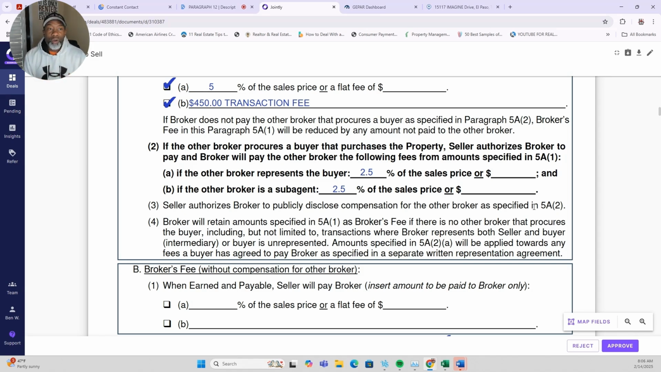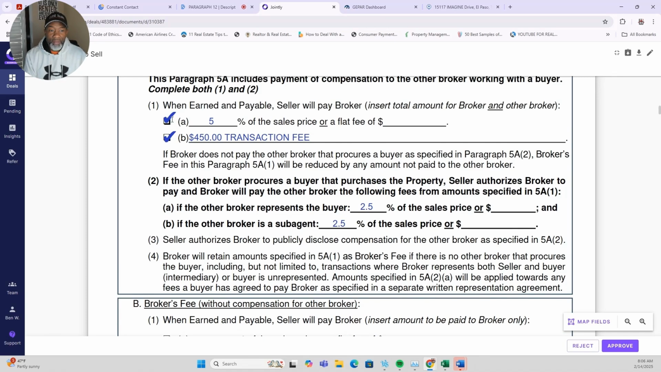So meaning that if the buyer is unrepresented, then whatever amount here in 5A1, it still applies to the seller. You need to make sure you tell the seller that. So if the buyer's unrepresented, cool.